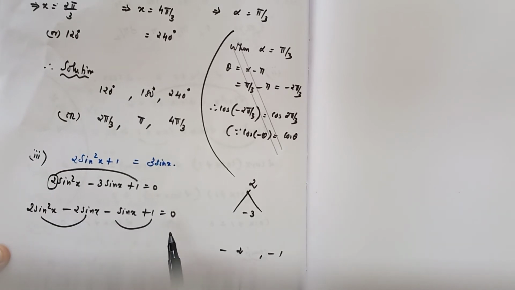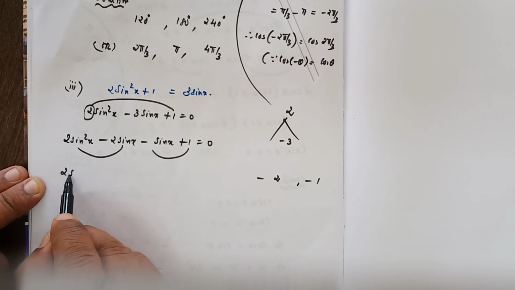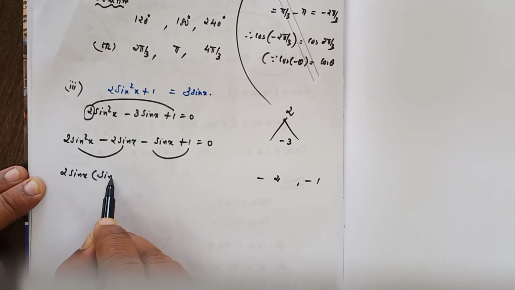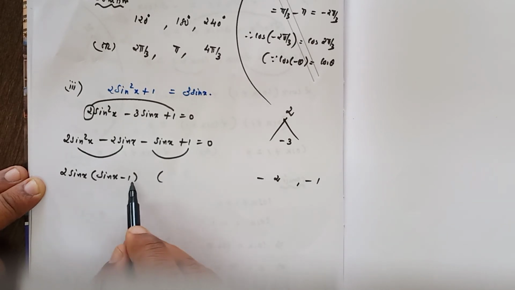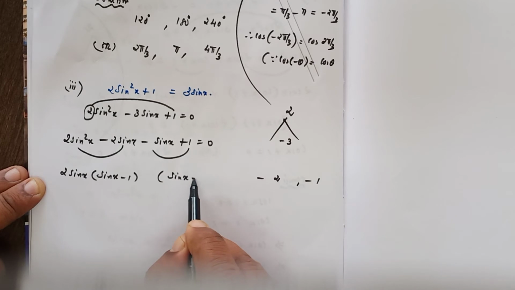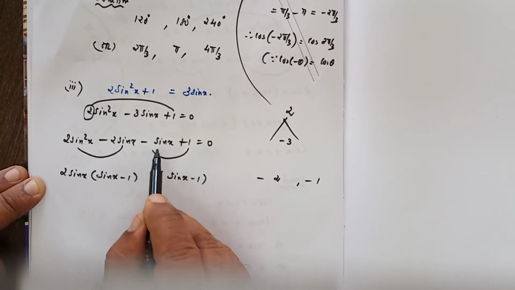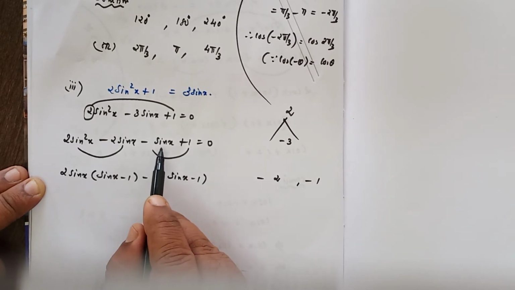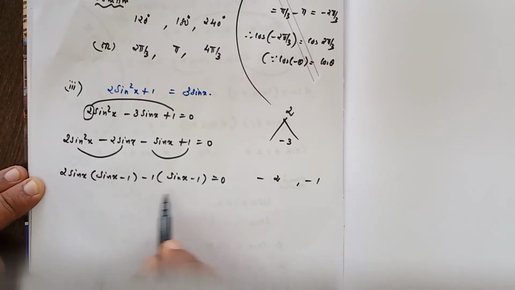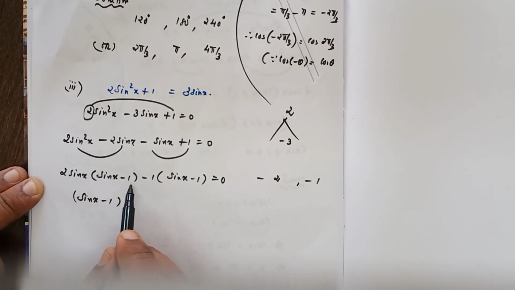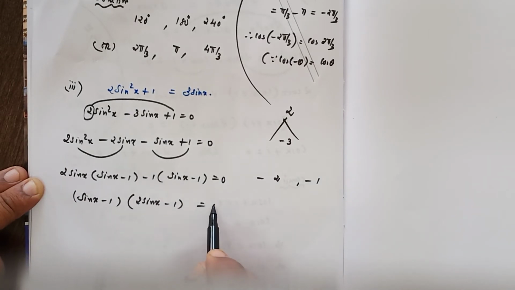Now grouping. Between these two you can take 2 sin x as common. You will be getting sin x minus 1. Here nothing common, right? So which is inside the bracket sin x minus 1, you have to write once again sin x minus 1. Since we have minus 3 sin x, you put minus 1 here. Minus 1 into sin x minus sin x, minus 1 into minus 1 plus 1, that is equal to 0. Between these two you can take sin x minus 1 as common. If we take sin x minus 1 as common, we will be having 2 sin x minus 1, that is equal to 0.